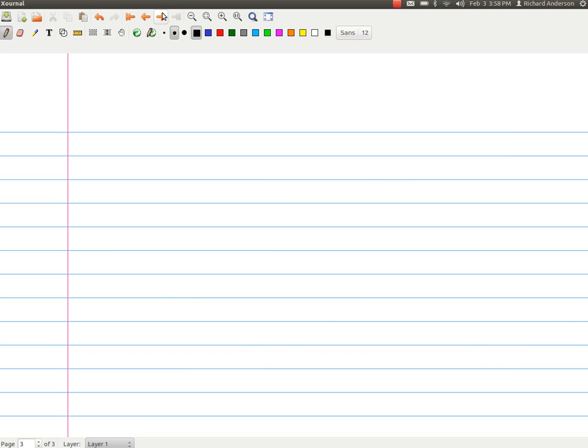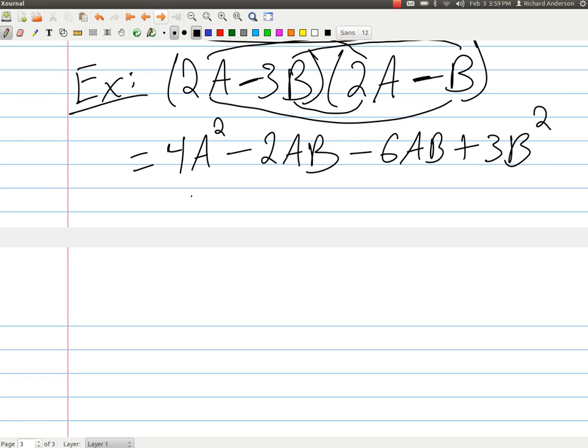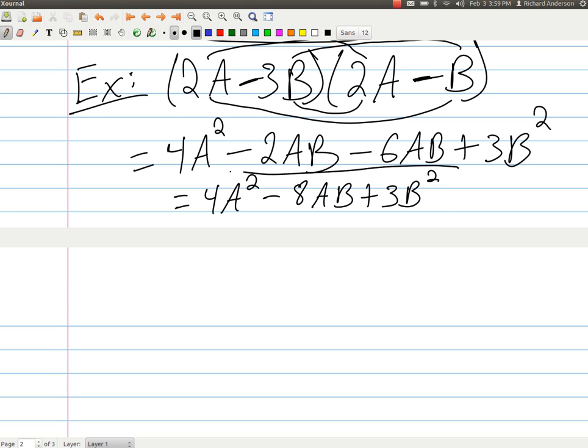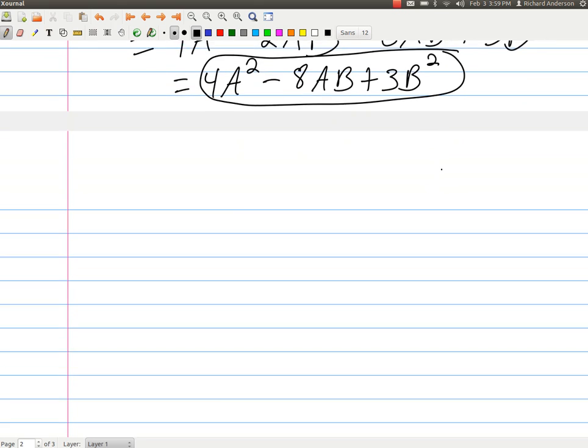Okay, now my last step again is just to combine like terms, which are once again the middle two. So negative 2 minus 6 is going to give me minus 8ab in the middle, and at that point I am finished. I have my answer, and it's right there. Alright.